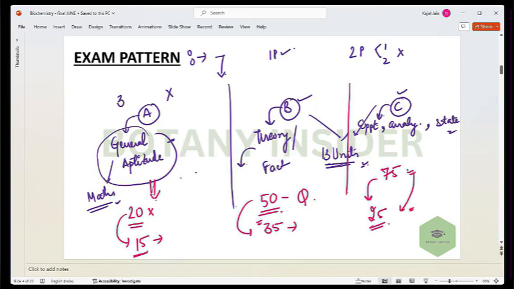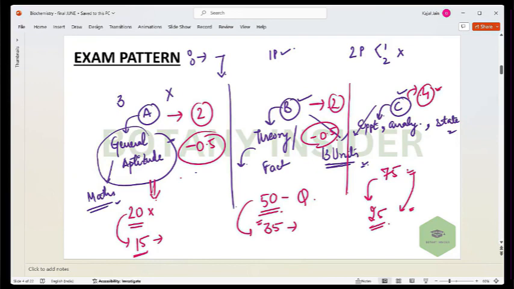Next thing, marks. In part A and part B, every question is of 2 marks, and there's a negative of 0.5. Both the papers have a negative of 0.5. In part C, the marks per question is 4. For every wrong answer you get -1, that is 25% negative. That is, 2 marks correct, 0.5 negative. 4 marks for a correct answer, -1 for a wrong answer in part C.